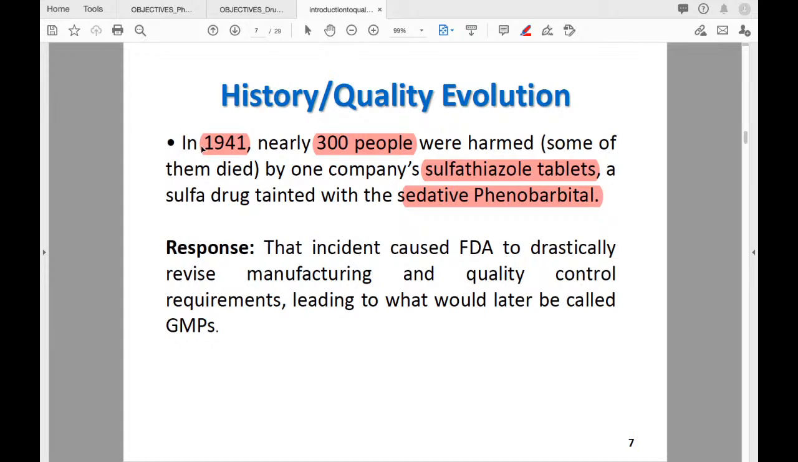So you can see these things were appearing in the market. It's very common. And the incident caused the FDA to drastically revise manufacturing and quality control requirements, leading to what we later call good manufacturing practices.